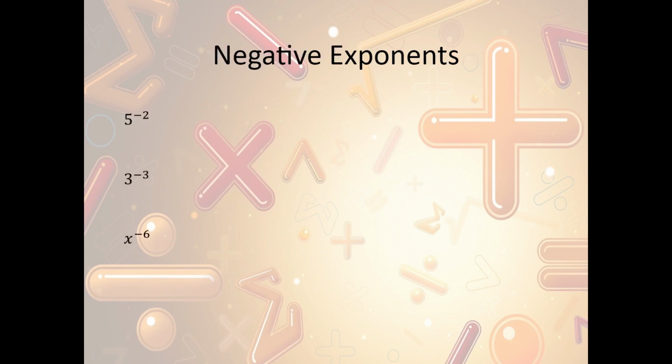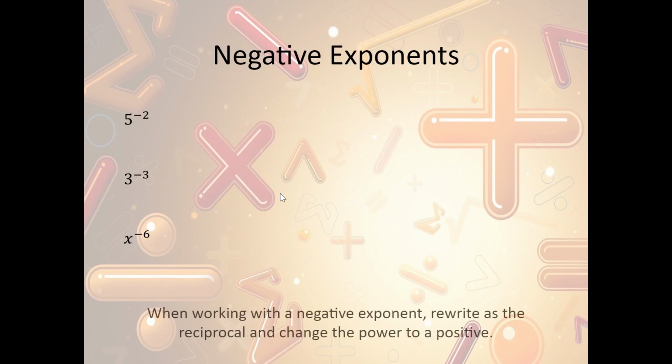Now let's take a look at negative exponents. So a negative exponent looks like this, where it's 5 to the negative second power. Now here's the rule with negative exponents. When we're working with a negative exponent, we're going to rewrite as the reciprocal, meaning instead of this being 5 to the negative second, we're going to write it as 1 over 5. And then we're going to change the power to a positive. So 5 to the negative second becomes 1 over 5 squared. So I made the power positive and put it under 1. Now I just do it like normal. So 5 squared is 25, so this is 1 over 25.